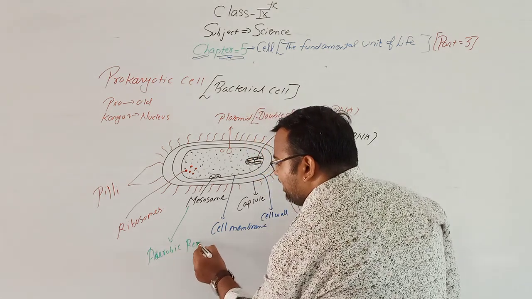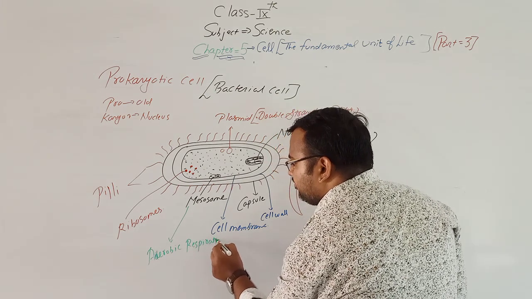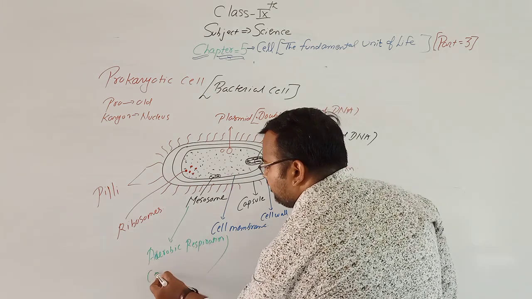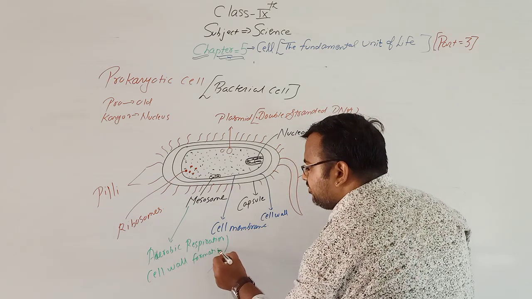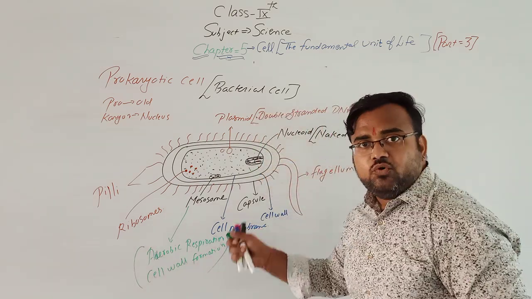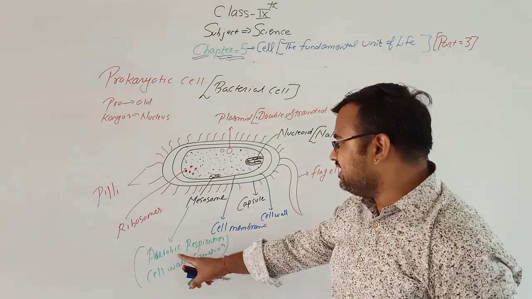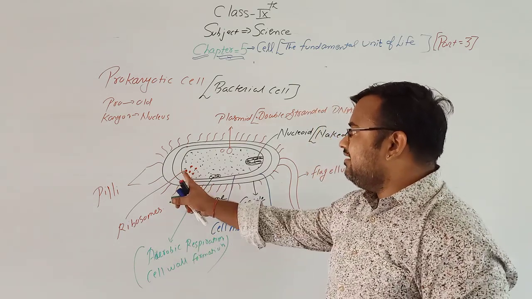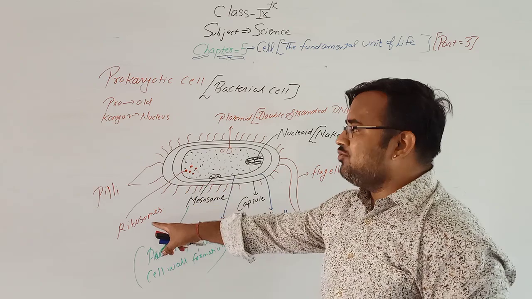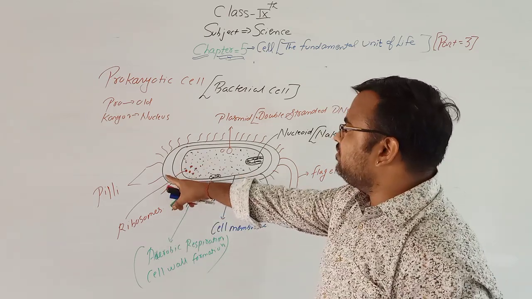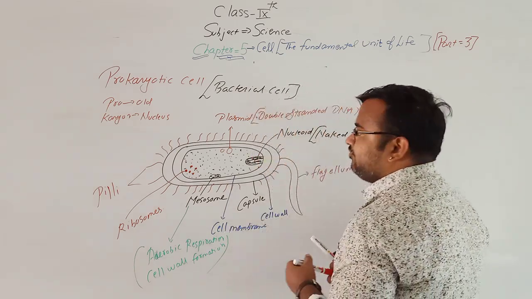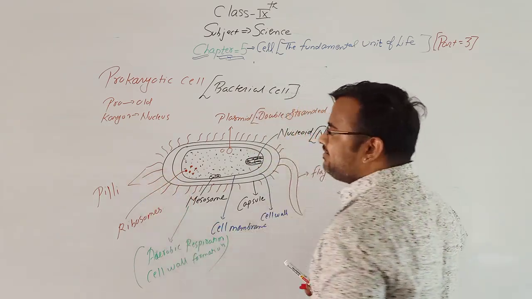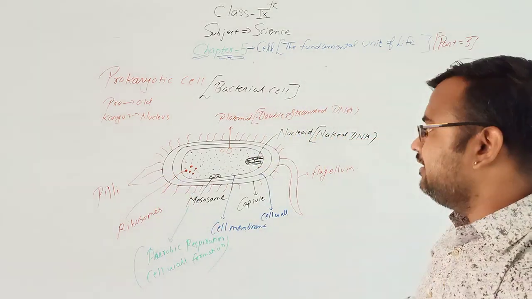Mesosomes help in aerobic respiration and cell wall formation. Now there are some red dot structures which are known as ribosomes. The hair-like structures on the capsule are known as villi.